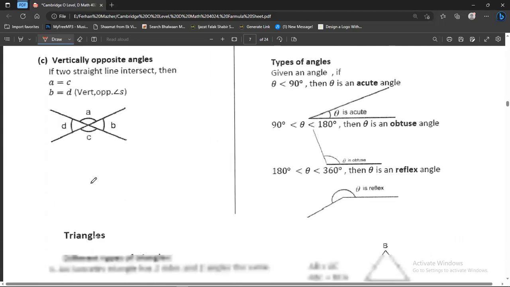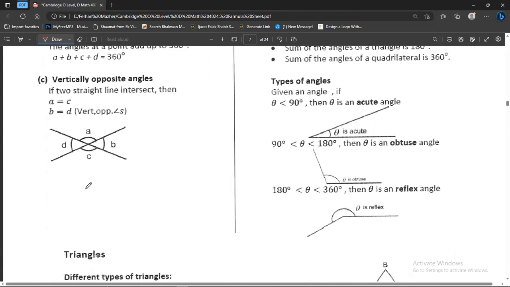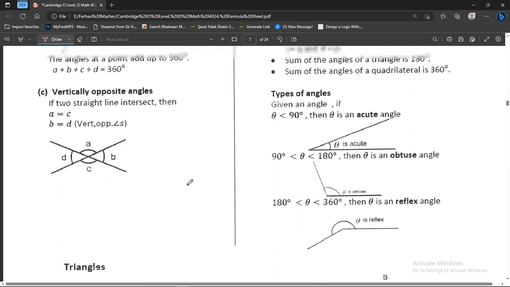Vertically opposite angles: if two straight lines intersect each other, for example these two straight lines, then this angle and this angle are vertically opposite to each other. This angle and this angle are also vertically opposite to each other. So A will be equal to C and D will be equal to B. We call them vertically opposite angles.